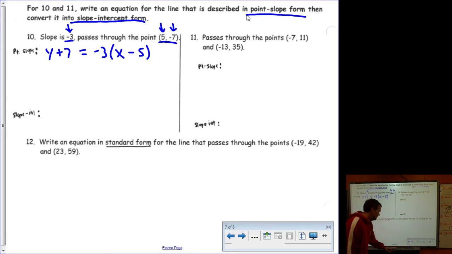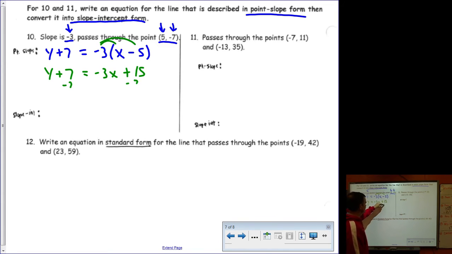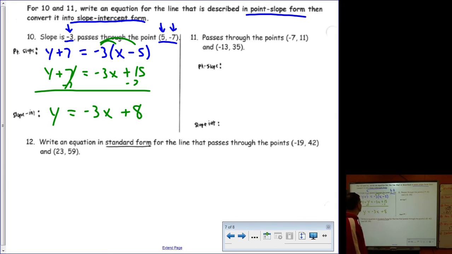All right, to put this into slope-intercept form, I need to solve for y. So to get the y by itself, first I'm going to distribute the slope. Make sure that's a plus 15 because it's a negative 3 times a negative 5. And then I'm going to subtract 7 from both sides and get y equals negative 3x plus 8. And now I'm in slope-intercept form.